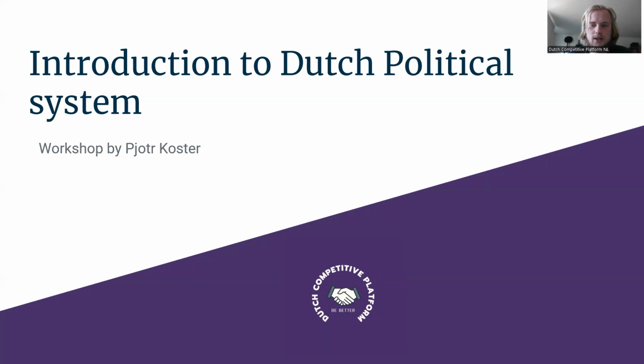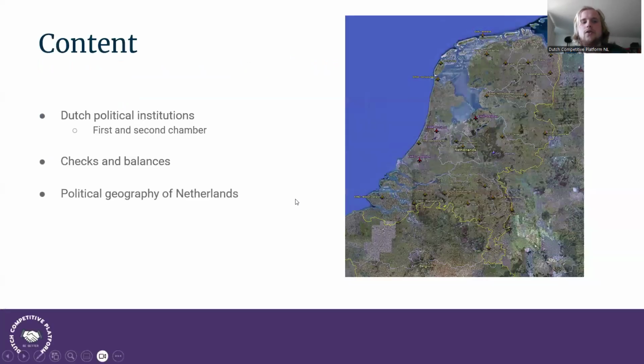So what I'm going to talk about is firstly, just the Dutch political institutions. So how do policies get passed? Talking about the first and second chamber. I will also talk a bit about the motions that are specifically related to these bodies.